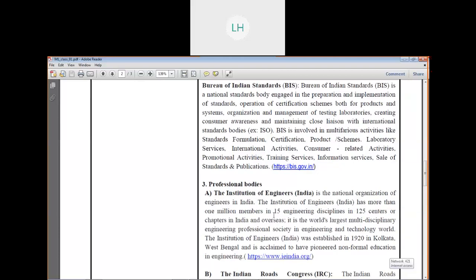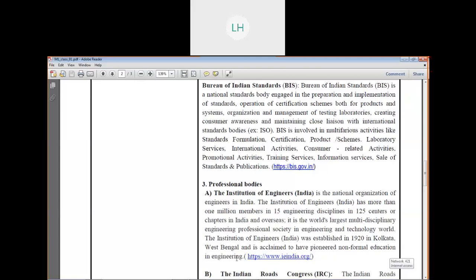They have more than 15 engineering disciplines and 125 centers. That means all over India and overseas, there are 125 centers. It also acts as the world's largest multidisciplinary engineering professional society in engineering and technology. The Institution of Engineers was established in 1920 in Kolkata, West Bengal, and it claims to have pioneered non-formal education in engineering.